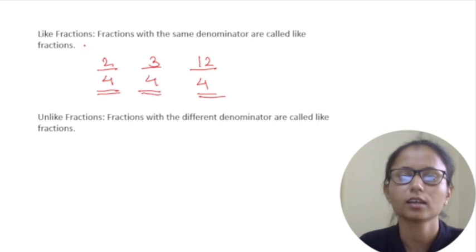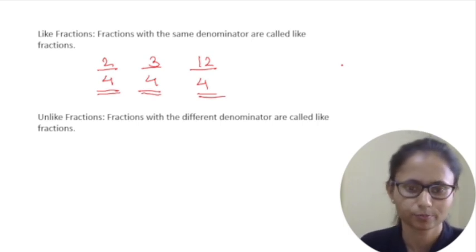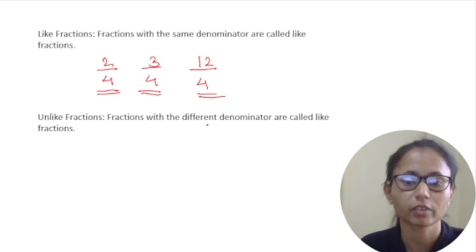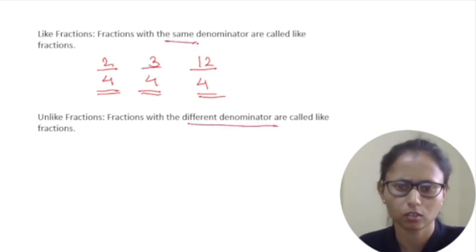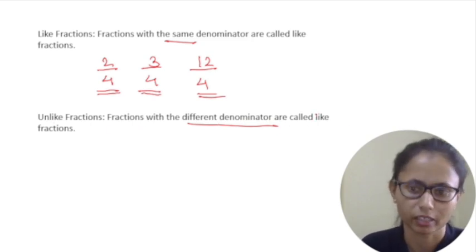So we can call this set of fractions like fractions. This can be 2 fractions, 3 fractions, it should be more than 1. Or 5, 10 also. What about unlike fractions? Fractions with different denominators. Here same and here different. Only one word is changed, they are called unlike fractions, not like.